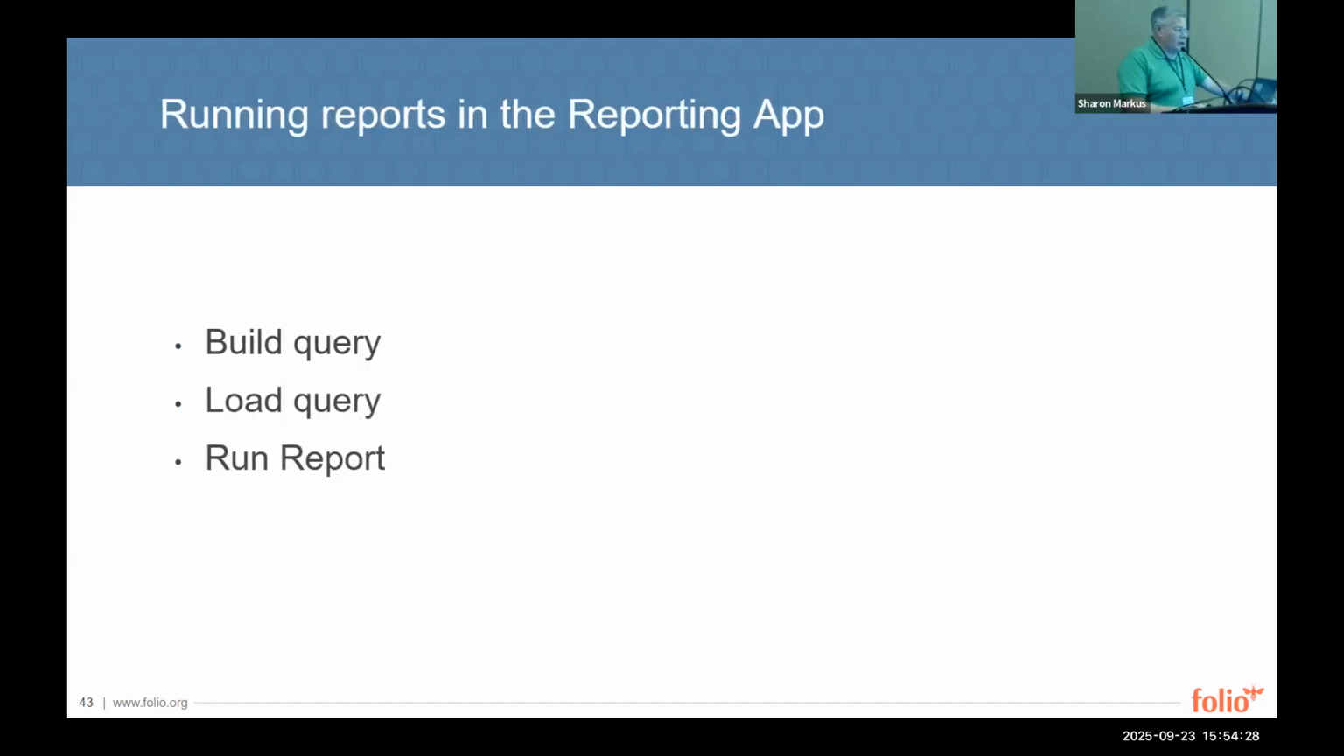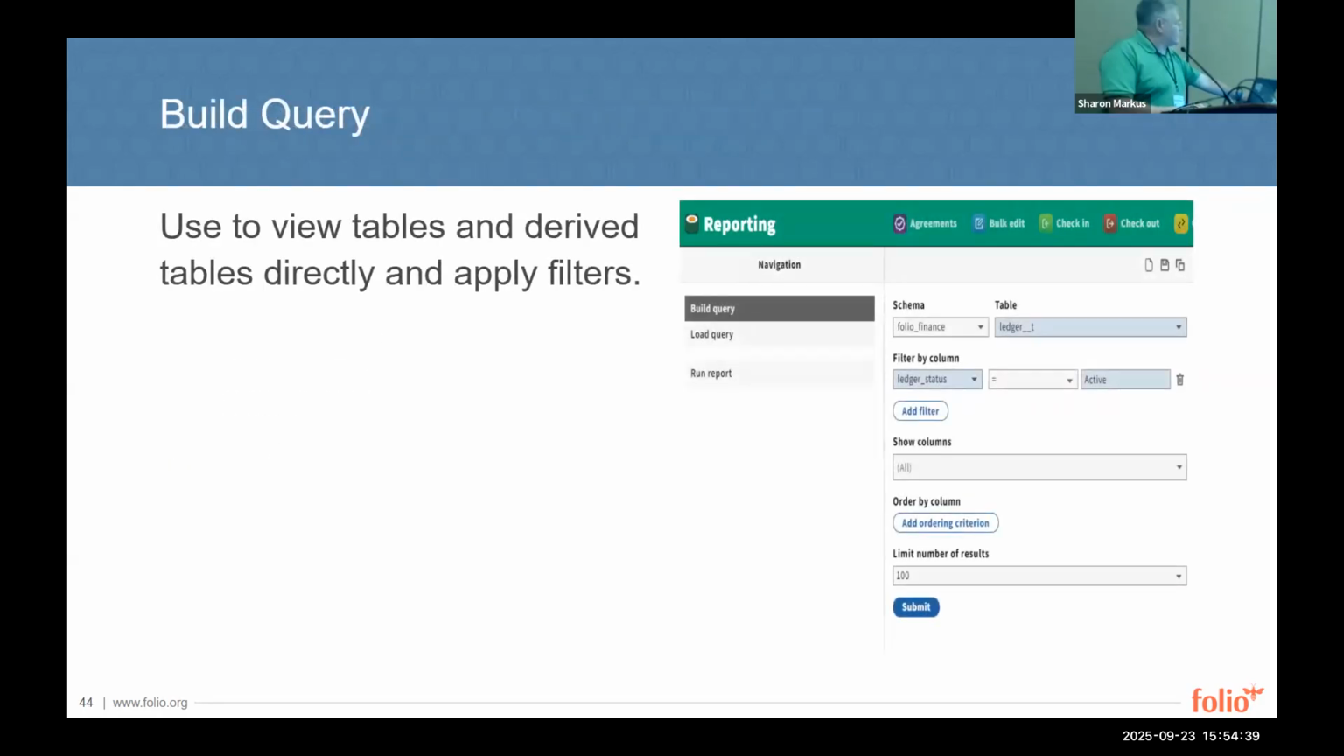Going to do a quick look at the various things within the reporting app. There's build query, load query, and run report. Build query allows you to build and run a query against the MetaDB tables directly. In this case, it's set up to go to FOLIO Finance, the table schema is folio_finance, and the table is ledger__t with ledger status active, etc. But there's no Boolean linking or joins here, so you can only look at that.